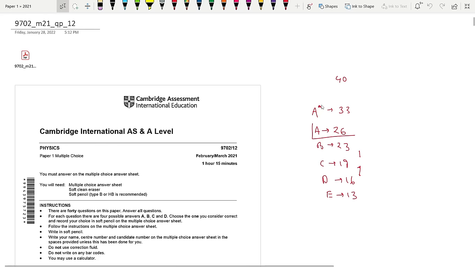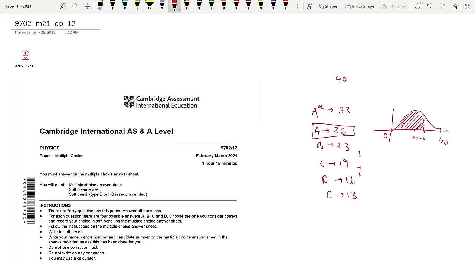The mark for A actually represents the 80th percentile. Basically, if this is 0 marks, and this is 100%. If this is 0 and this is 40, and this is 20, right? So a mark of 26 represents the 80th percentile. People who got more than 26 are above the 80th percentile, right? So logically it might be at 30. 30 looks fine. But just to be safe, you can assume that it's at 33.